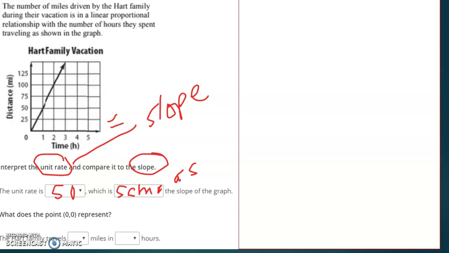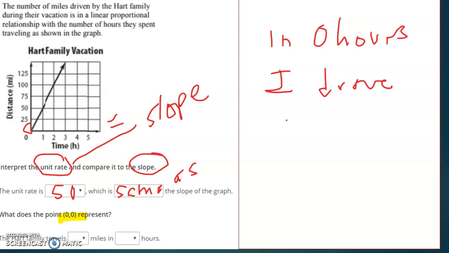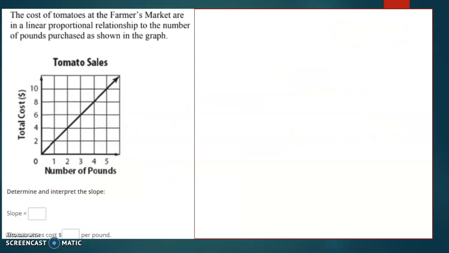because it is equal. Okay, and then it says, what does the point 0, 0 represent? 0, 0 is right here, and that says in 0 hours I drove 0 miles. Okay, so the Hart family travels 0 miles in 0 hours. That's what that says. The next one, question 3.